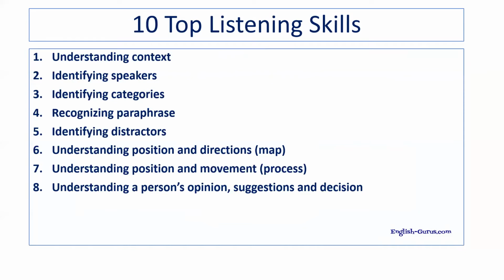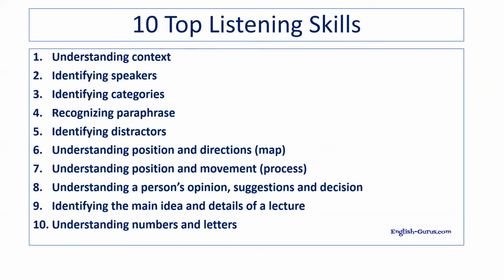Understanding a person's opinion, suggestions, and decision. Identifying the main idea and details of a lecture, that's specifically for section 4, and understanding numbers and letters. This often comes up in section 1, the first part of listening. Today, we're focusing on paraphrase, identifying distractors, and also numbers and letters. Why? Because these 3 skills are very, very important for IELTS listening. You need to be ready to master these skills so that you can do well in the test.